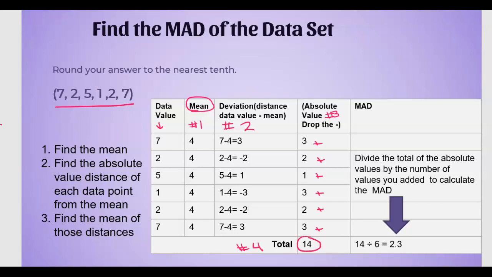Now, because you added 6 numbers together, you're trying to find the average of this. So I divide it by 6. Now, you're going to probably get a decimal number. So I want you to round to the nearest tenth always. That's the first decimal place after the whole number. And that's your MAD right there.